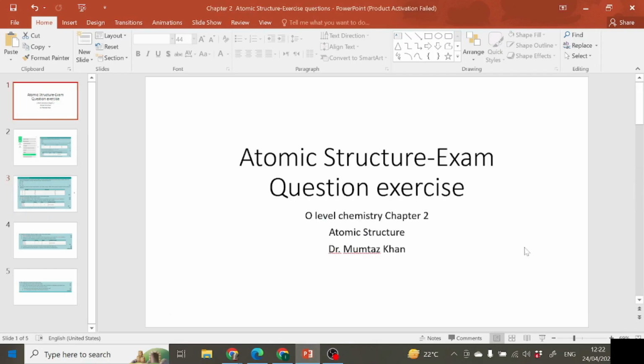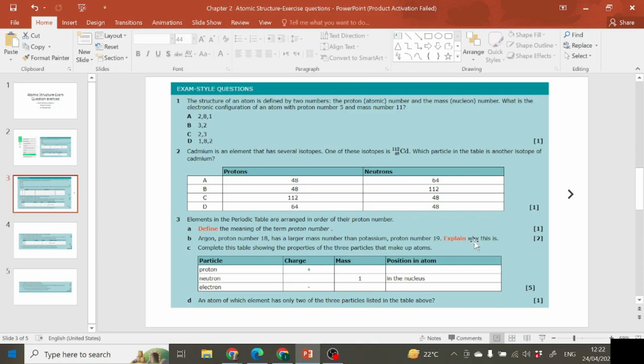Here is this exercise, and now the exam questions. Question one: the structure of an atom is defined by two numbers, proton number and the mass number. What is the electronic configuration of an atom with the proton number 5 and mass number 11?